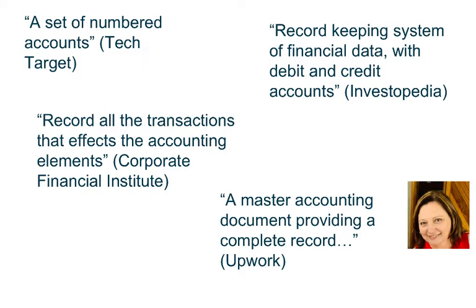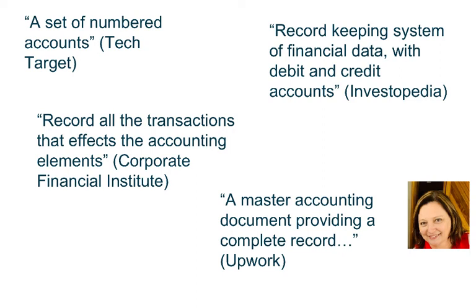Then another definition that I got: it's a record keeping system of financial data with debit and credit accounts. Alright, so when we talk about accounts, and you will see that most of the definitions are referring to accounts, an account is always in the general ledger. You can't have an account in the journal, it must be in the general ledger.